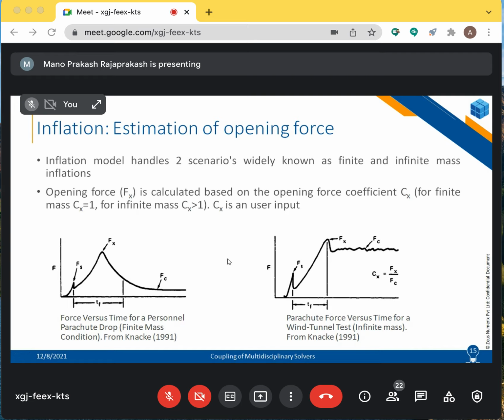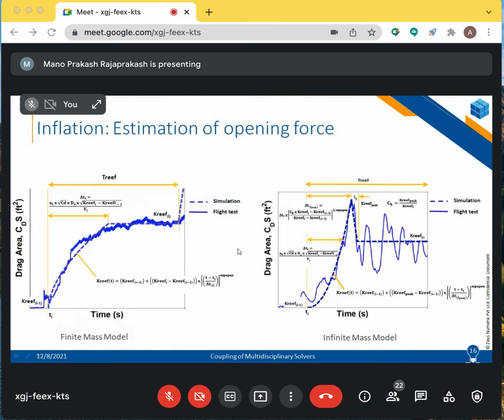So there are different modeling strategies for the user to come up with these scenarios, which I'll explain in detail in the next slide. Ultimately, the force profile that I want very much depends on how I am modeling the drag area of the parachute. The one on the left is the finite mass model equation. The one on the right is the infinite mass model equations.